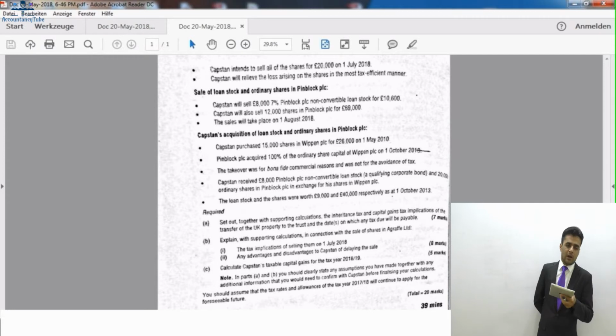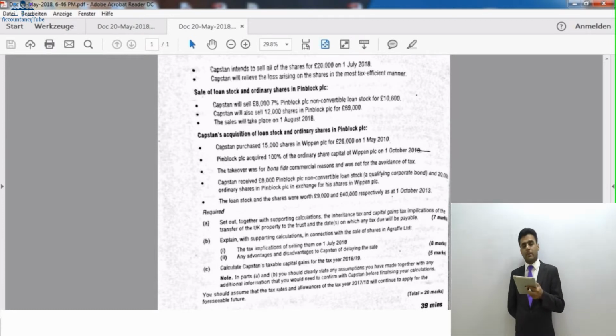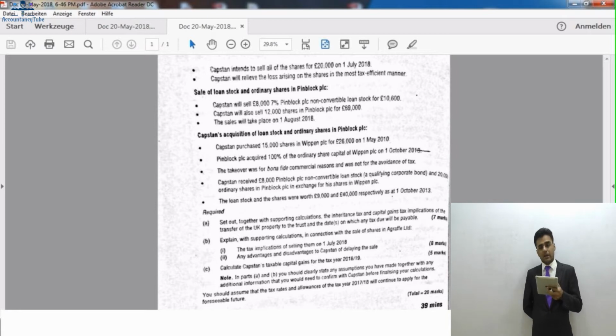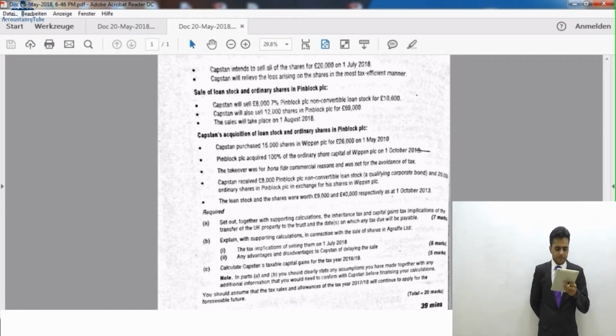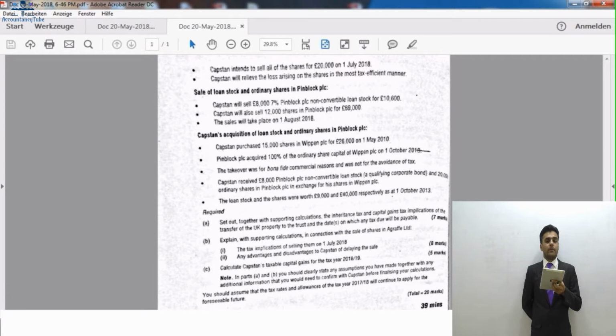Assuming it is a bargain at arm's length, we'll take the market value multiplied by 30%, which is the EIS relief rate, as we have seen in chapter number 1. This is the amount of relief which will be withdrawn. If it is not a bargain at arm's length, then the whole amount of the relief will be withdrawn. Now, in this case, the market value is £20,000.